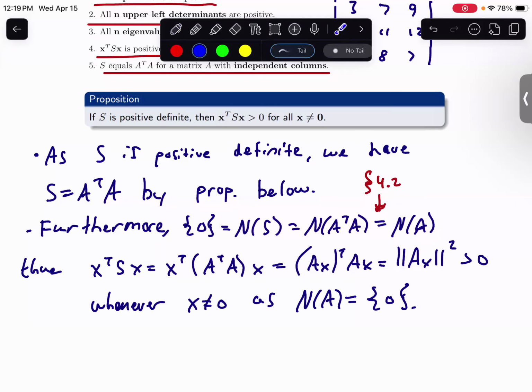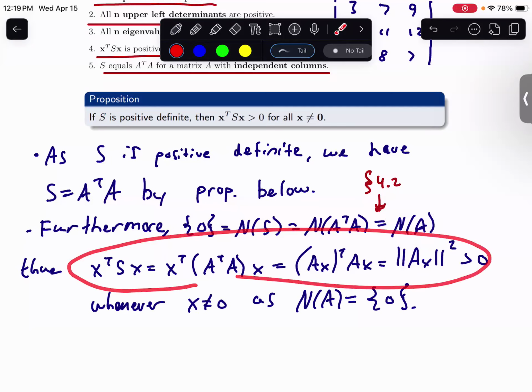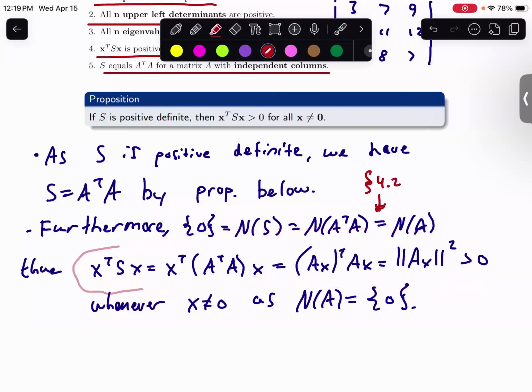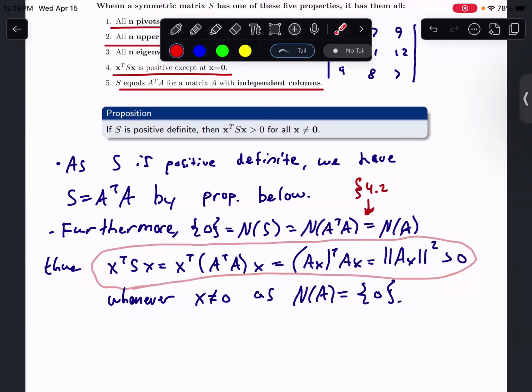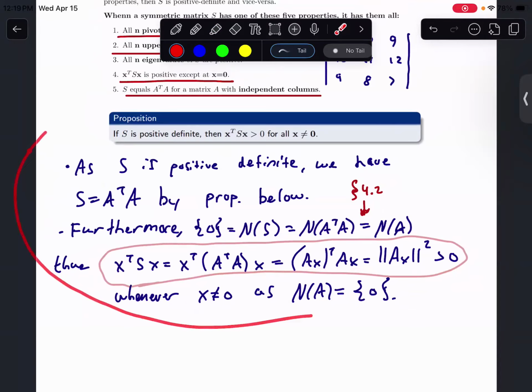Right, so it's really this part right here that serves as the proof. Everything else was kind of just set up. And so this part proves the result. Okay. Any questions about the proof of this proposition?